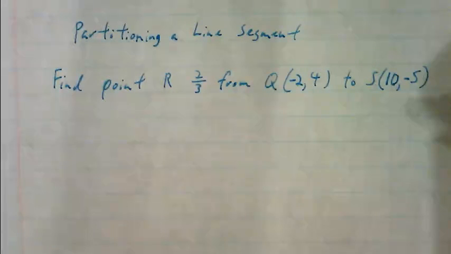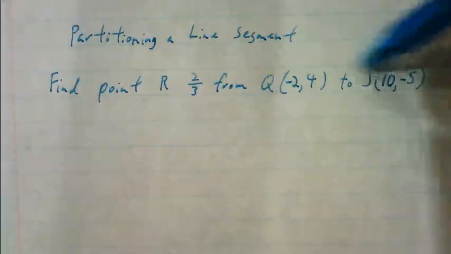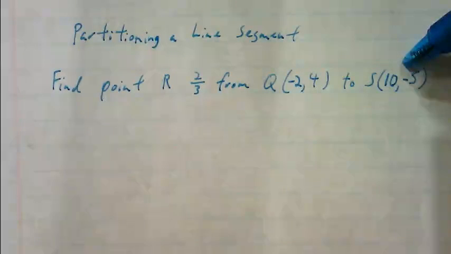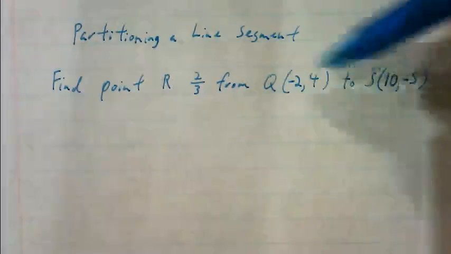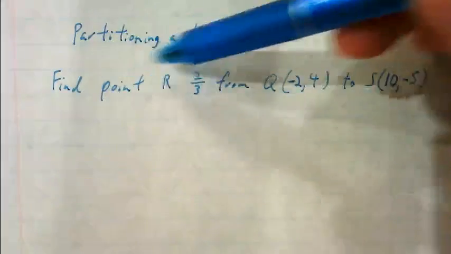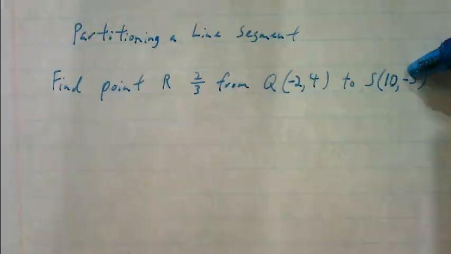It's actually not something that I would consider a hard idea, but a lot of people aren't doing all the steps in order to get to the final answer. When we are doing a problem like this, we're trying to find a point that is on the line segment containing these 2 points. So there's a line segment, QS, and we're trying to find point R that is somewhere on QS. So it says find point R 2/3 from Q to S.